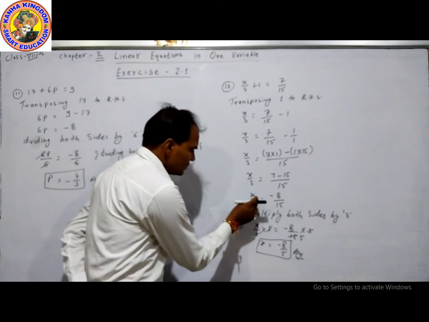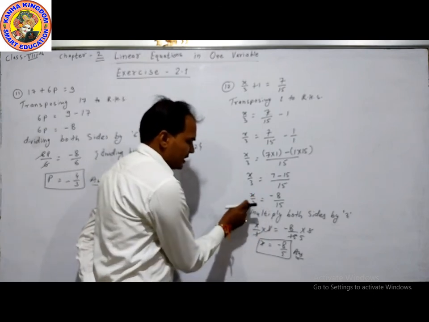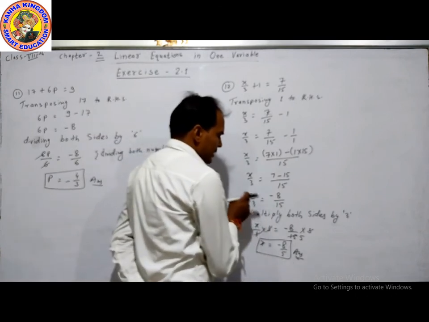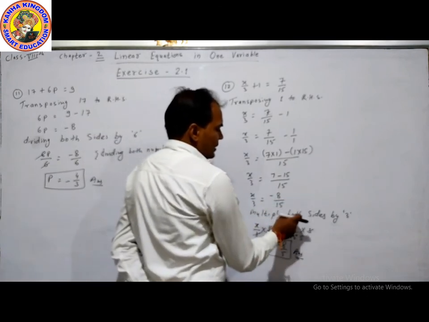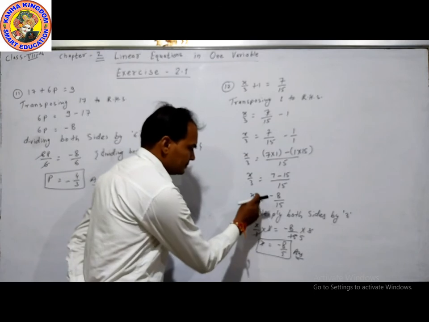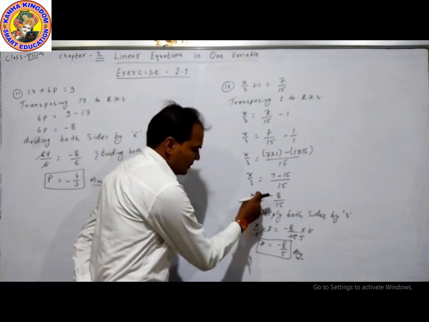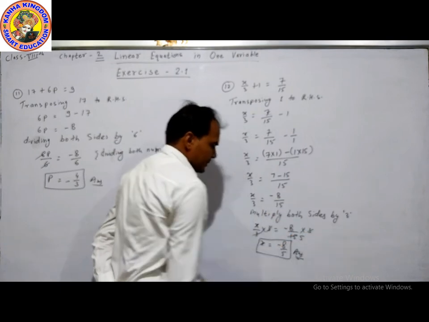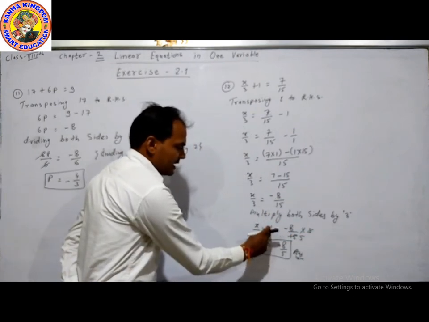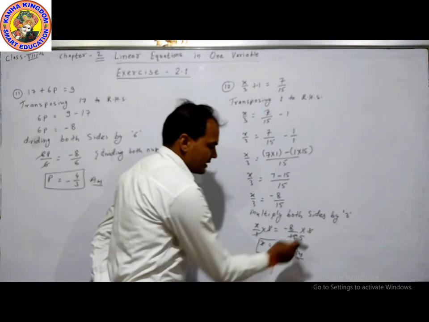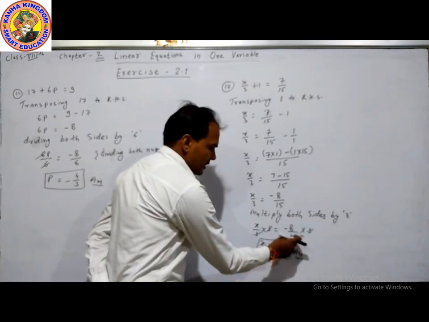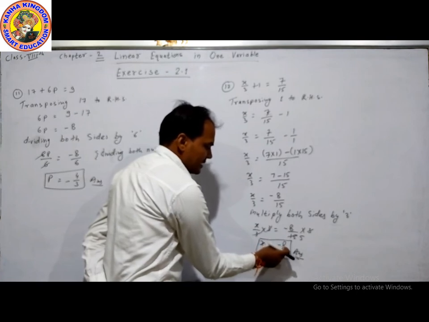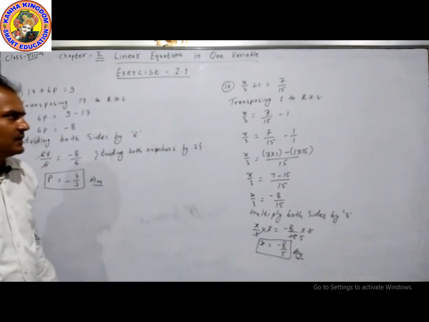Then we have to remove this 3. 3 is dividing, so we multiply both sides by 3. We multiply the left hand side by 3 and the right hand side by 3. 3 and 3 will be cancelled. The answer is x, and 3 cuts 15 five times, so the answer is minus 8 by 5.